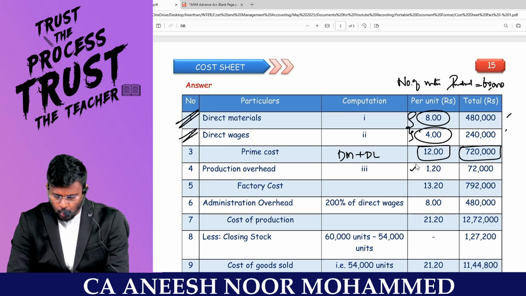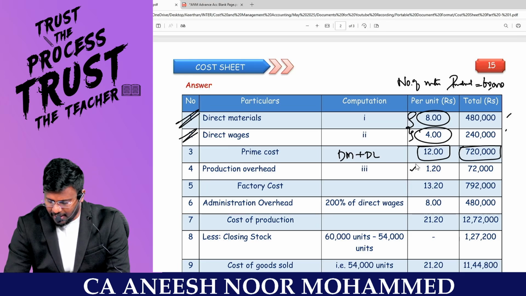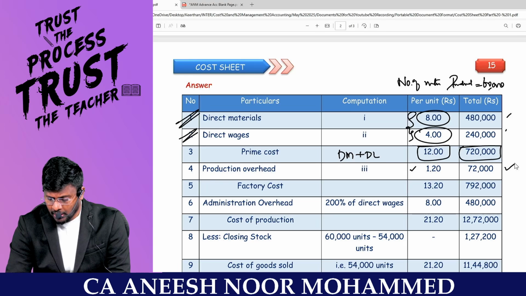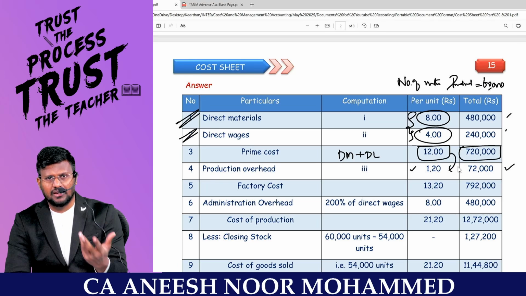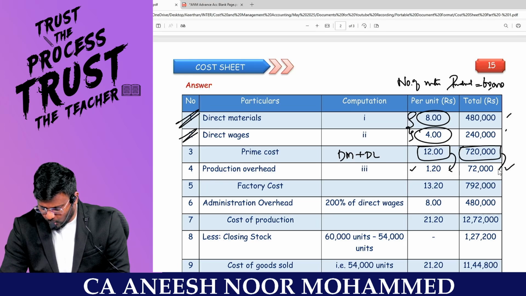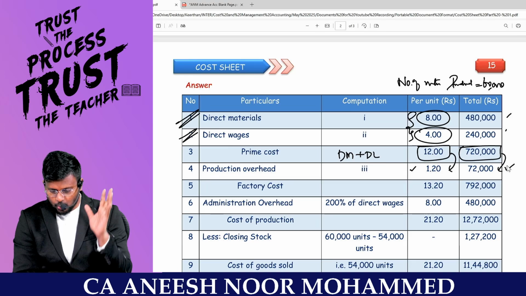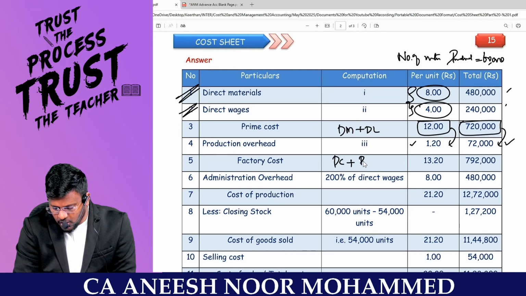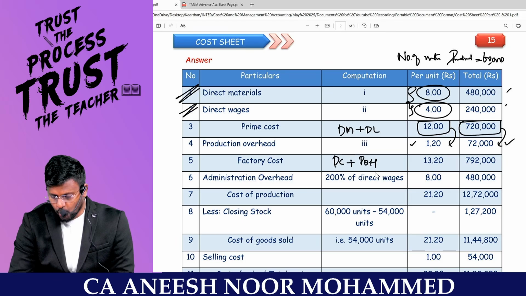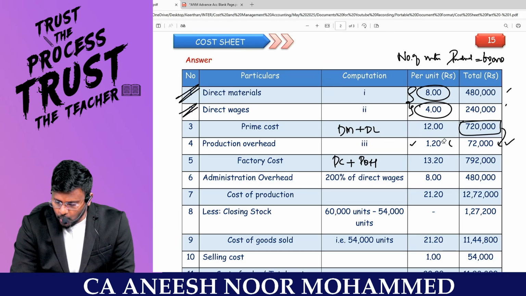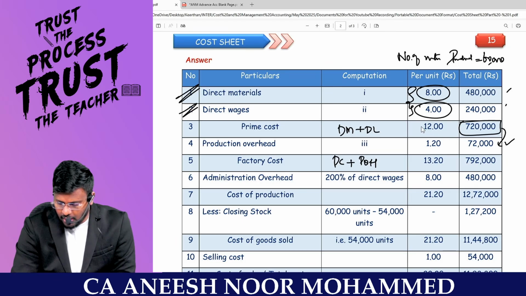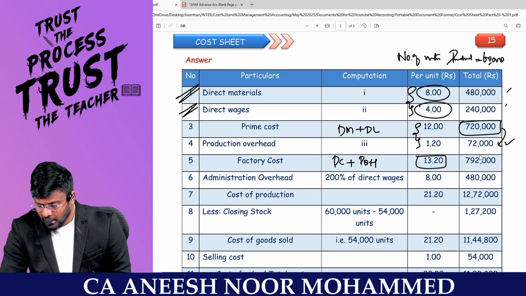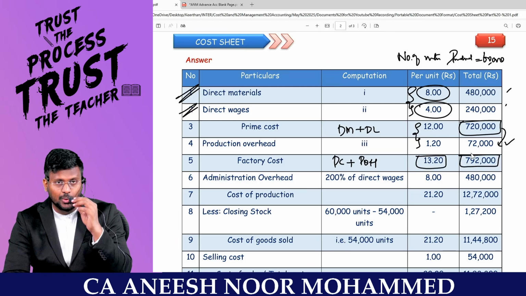So 1.2 into 60,000 units you have manufactured, so 72,000. Fantastic to the core, which is nothing but 12 rupees into 10% is again 1.2. So 7,20,000 into 10% will be 72,000. So the factory cost, which is nothing but prime cost plus production overhead, 12 plus 1.2 comes to 13.2, my dear lovable students. 13.2 into 60,000 units, you will be getting 7,92,000.